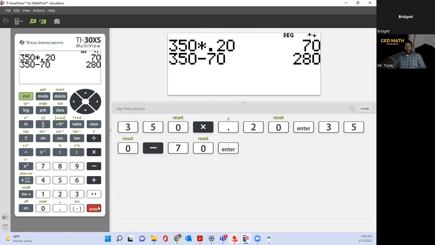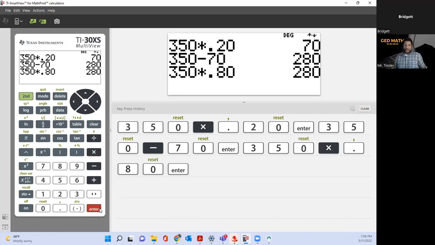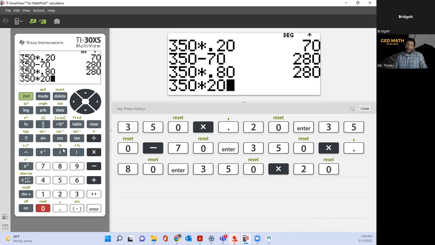You get 280. What I'm saying is, if you understand that I've taken out 20%, that means I still have 80% left. I'm just going to take my 350 and multiply by 0.80, which is 80%. So you can either do 2 or 3 steps, or you can just do 1, but you're going to get the same answer. Now, with the calculator, you can use percentages too. So you can do 350 times 20%. You don't even have to know how to change it to a decimal.